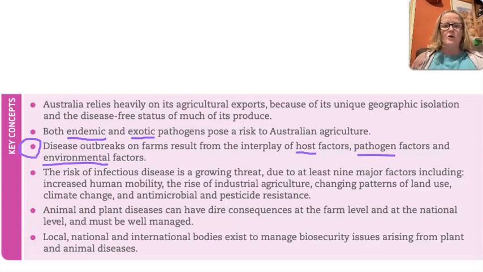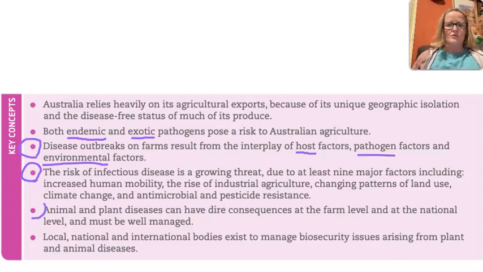There are lots of increases in the risk of getting disease. We will have a look at each of those, as well as thinking about problems that will happen not just to the plant or the animal, but also to the farmer and to the nation of Australia that we have to think about when we're considering diseases in the agricultural area. And there are people both locally, nationally and internationally that monitor disease.